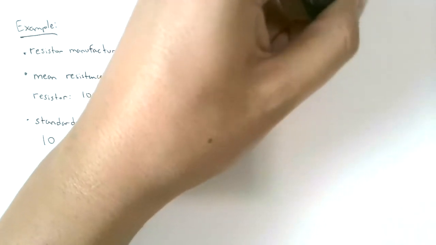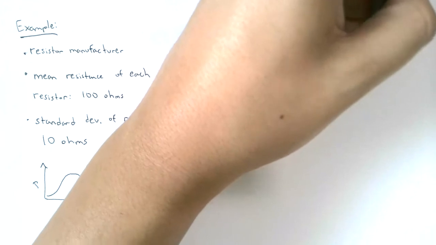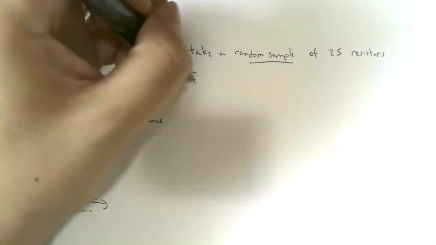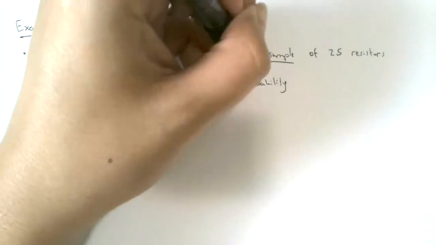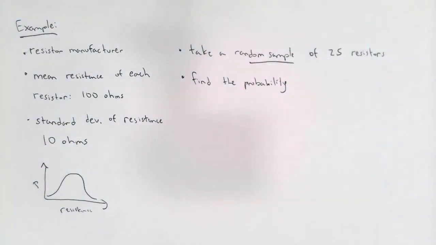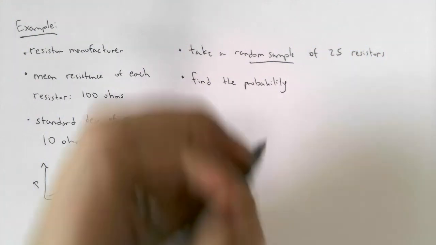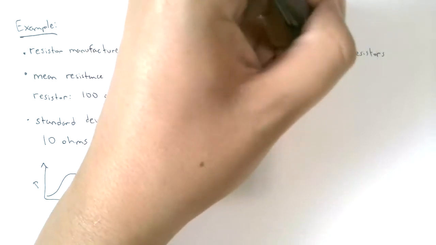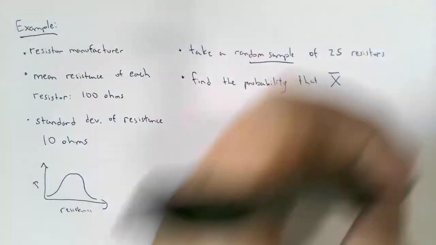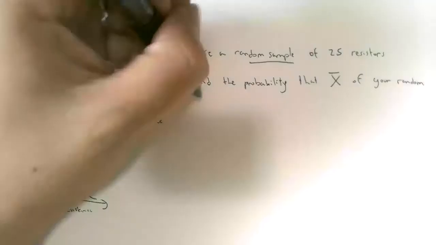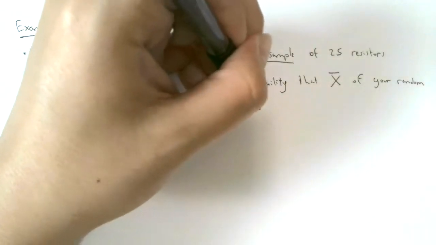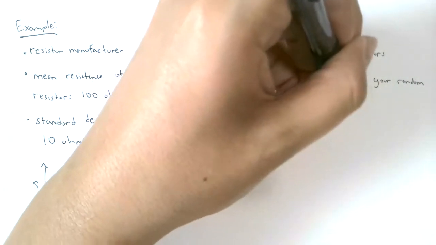Say we take a random sample of 25 resistors from your group. And I'd like to find the probability that your random sample will have an average resistance. Okay, that's a key word, right? Average resistance. So I'll find the probability that the average resistance, I'll just call it X bar, of your random sample is less than 95 ohms.